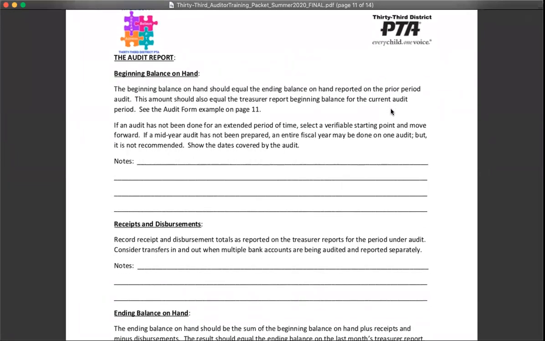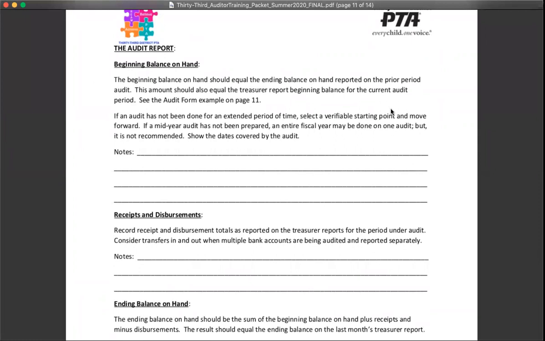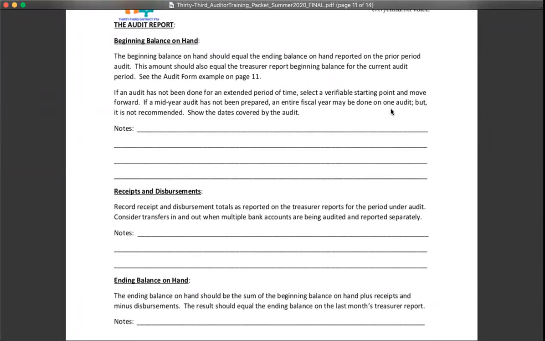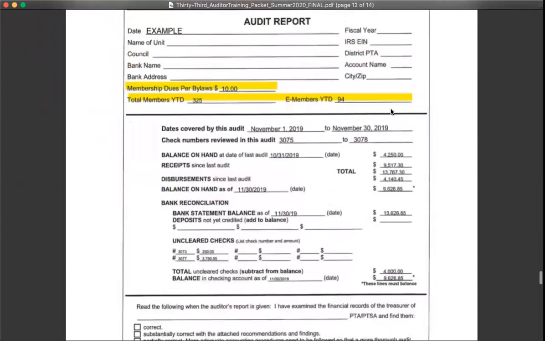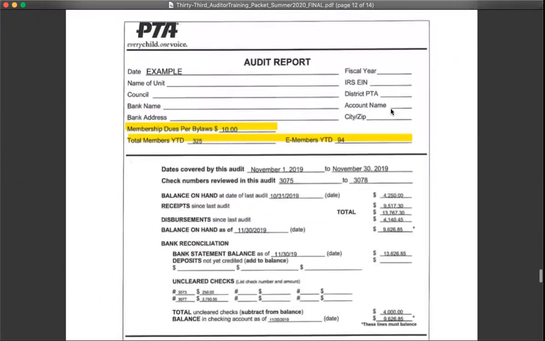Okay, now we're going to come to the audit report. I guess we can look at the real one, and then this just explains. Okay, so the audit report for your more experienced auditors has changed a bit, but this is the audit report you're going to be preparing based upon the documentation you received, your bank reconciliations and treasurer's reports.